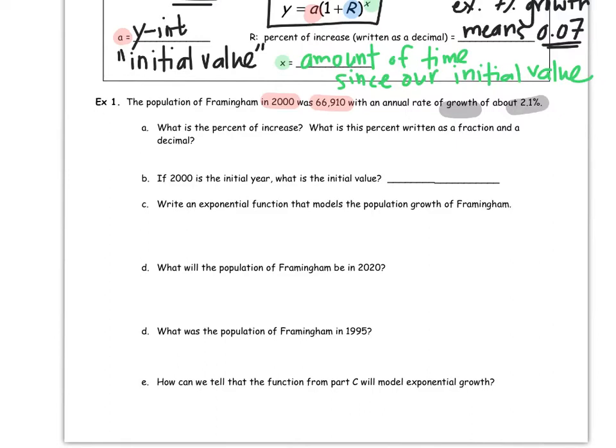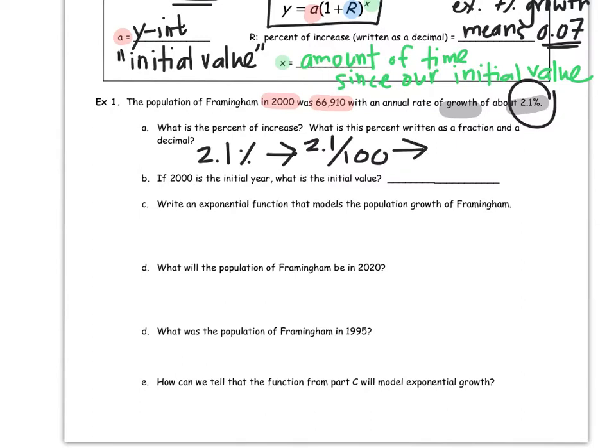So the first thing this question says, what is the percent of increase? That's this number right here, 2.1%. And it says, what is this percent written as a fraction? So as a fraction, we just practiced this, 2.1 over 100. What is that written as a decimal?